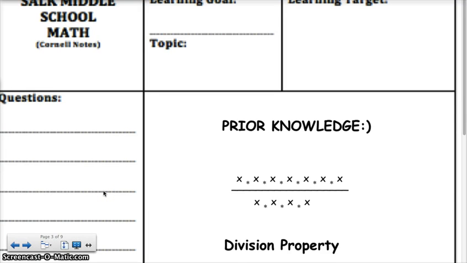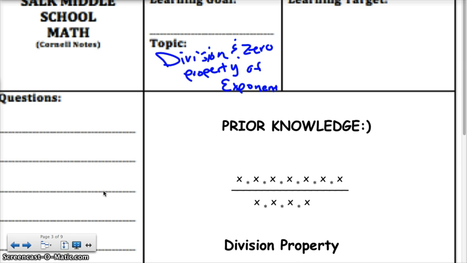We are moving on to the division property and zero property. I forgot to write the learning goal in the topic. Topic is division property and zero property of exponents. And your learning target: I can simplify exponential expressions.